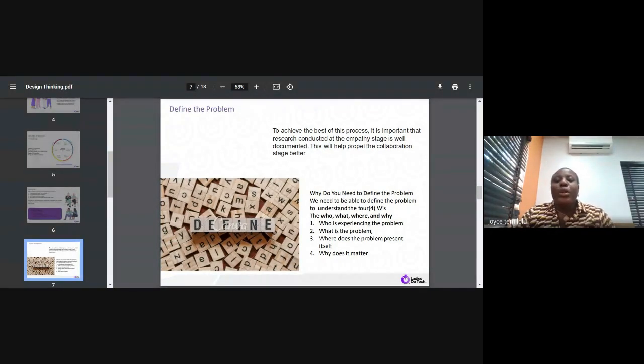This will help propel the collaboration stage better, right? So you need to understand what you're building a product for. What is the product, right? Where does the product present itself, and why does it matter?